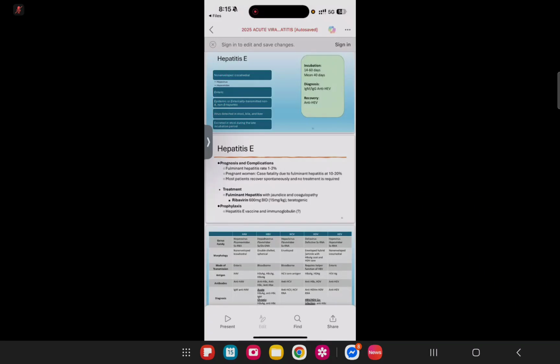The treatment for hepatitis E is generally supportive. Hydration is very important as patients recover spontaneously. But in cases of fulminant hepatitis or severe infection, ribavirin has shown benefit. The typical dose of ribavirin is 600 milligrams twice daily or approximately 15 milligrams per kilogram per day. However, ribavirin is teratogenic and therefore contraindicated in pregnant patients. So that's why the treatment of hepatitis E in pregnant patients is challenging, because the only medication intended for fulminant hepatitis is teratogenic. That's why the fatality is really high.